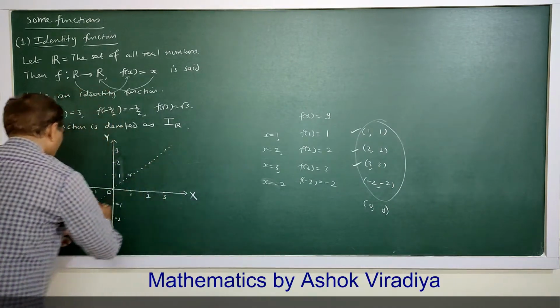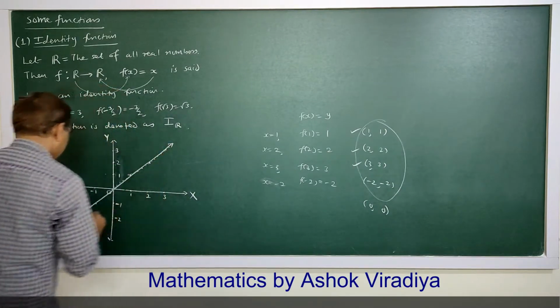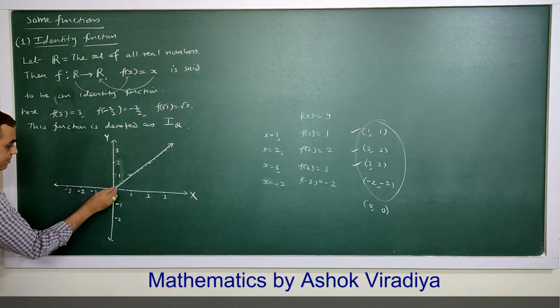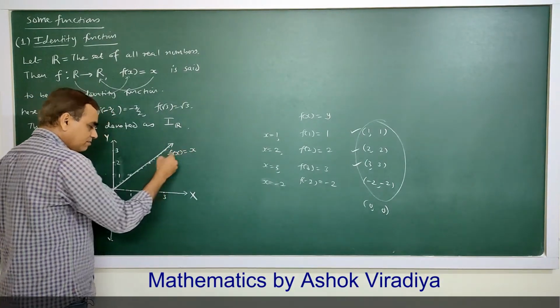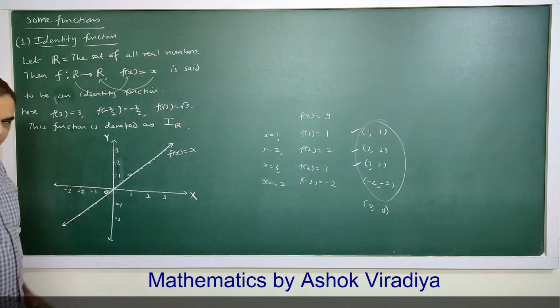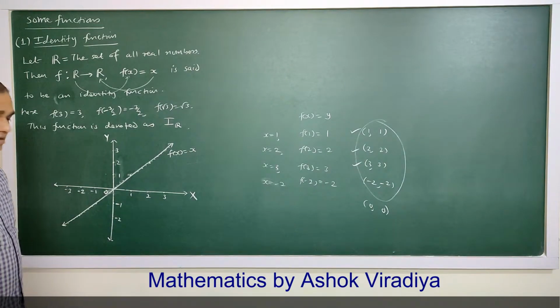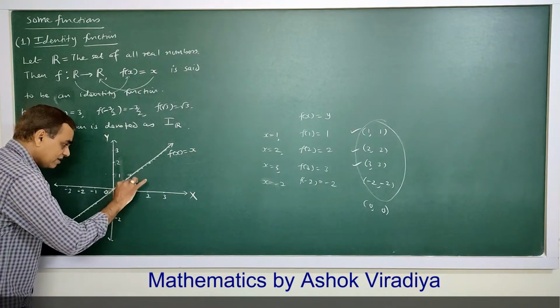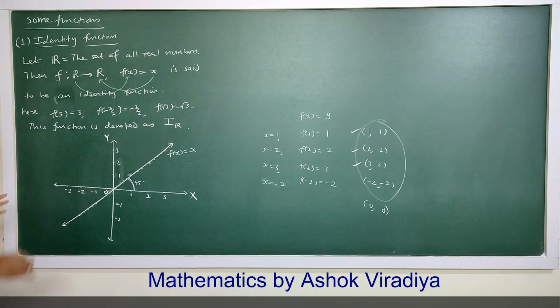Joining these points, we get a straight line. So this is said to be the graph of f(x) equal to x. It's a straight line dividing the first and third quadrants into equal parts, and this angle is 45 degrees. So this is the graph of this identity function f(x) equal to x.